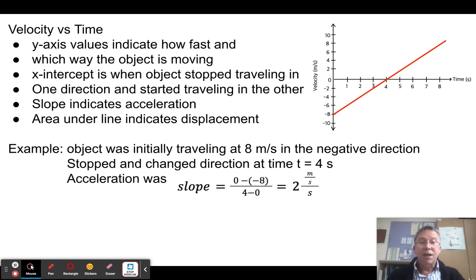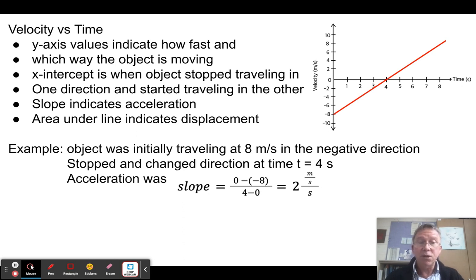So the velocity versus time graph is probably the one you're going to see the most of on the test. And so it's really important that you dial in and make sure you understand exactly what these are telling you. So again, what does the y value tell me? This is how fast you're moving. Negative means you're moving in the negative direction. Positive values mean you're moving in the positive direction.